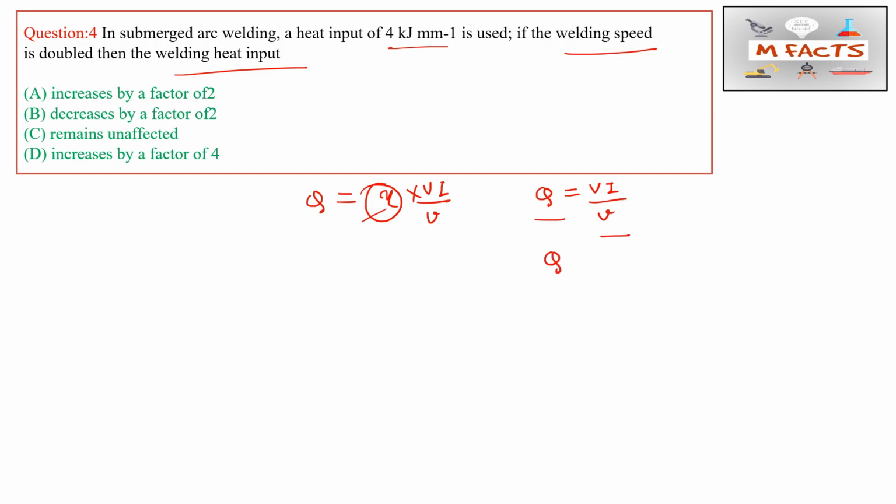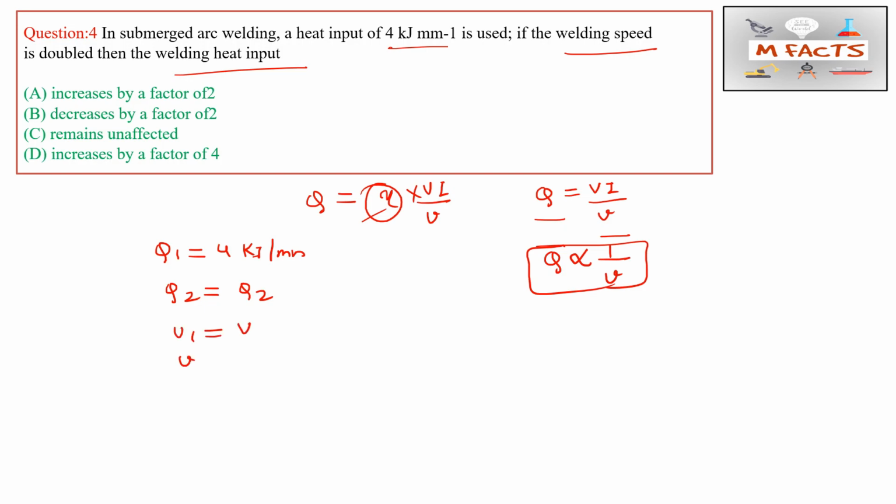So we can say that this Q is inversely proportional to the velocity or welding speed. So from here, in submerged arc welding, a heat input of 4 kilojoule per mm is given. So this Q1 value is 4 kilojoule per mm, that is given, and we have to find the Q2 value so that we can answer as per the options. Q2 we don't know, so we will find this Q2. The welding speed is doubled, so V1 is V and V2 is 2V, meaning they are increasing the welding speed.